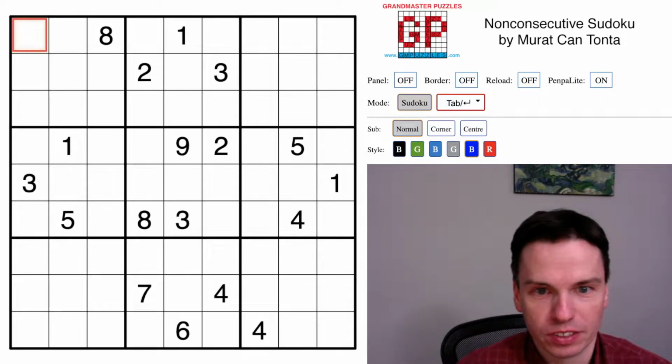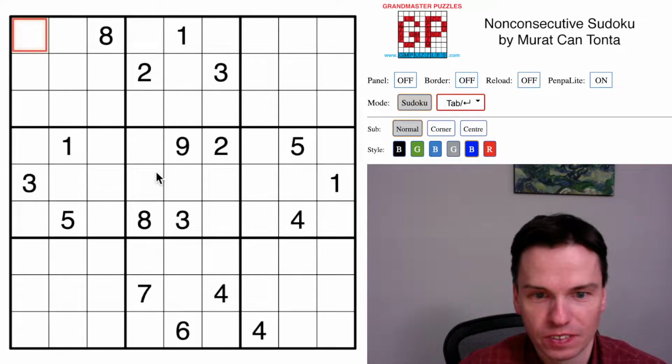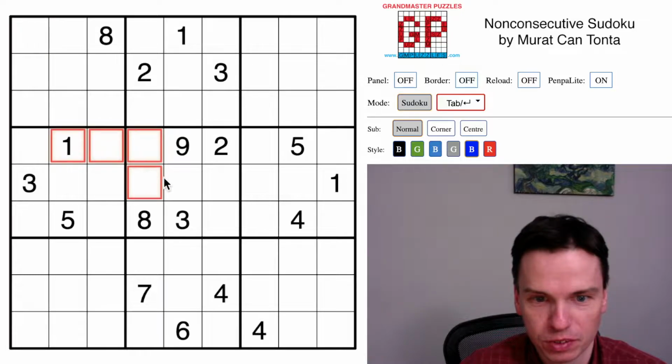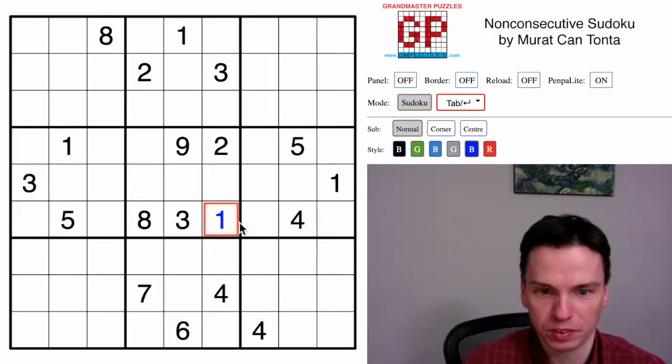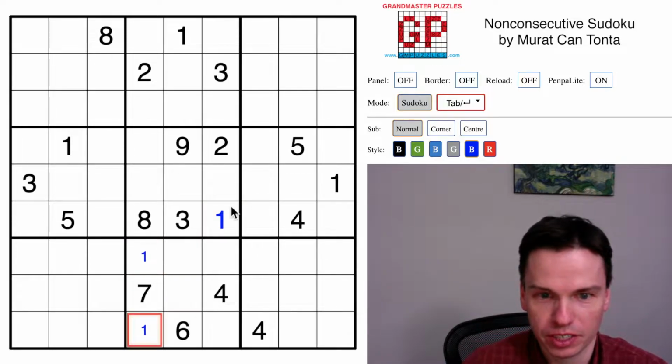We're here to talk through this non-consecutive Sudoku by Murat Can Tonta. It has the same pattern as an anti-knight puzzle we already solved, and some of the same starting points. For instance, these ones coming across eliminate all but the space for a 1. Get another 1 down here.